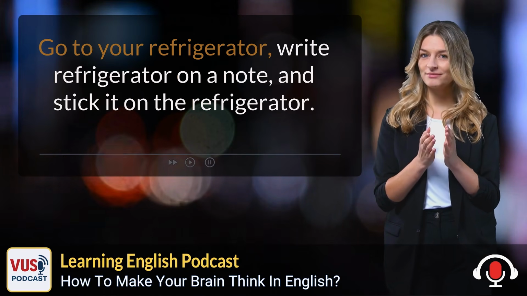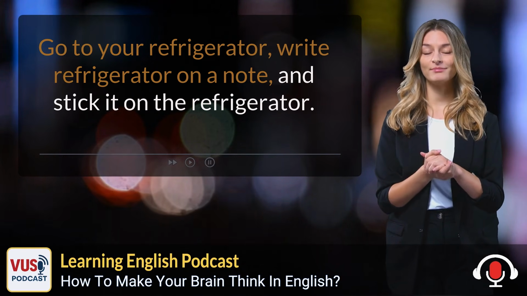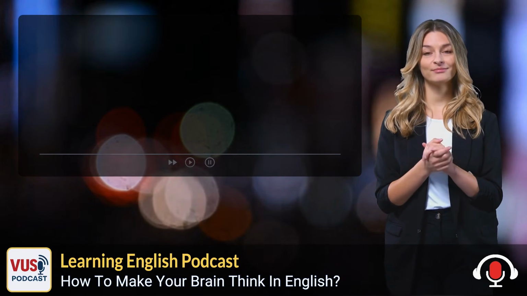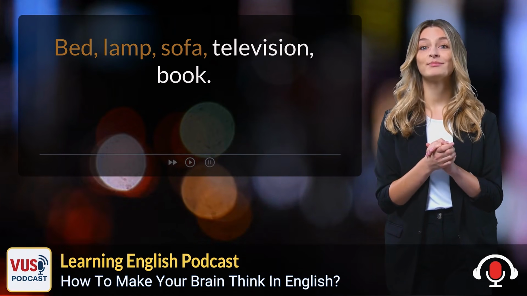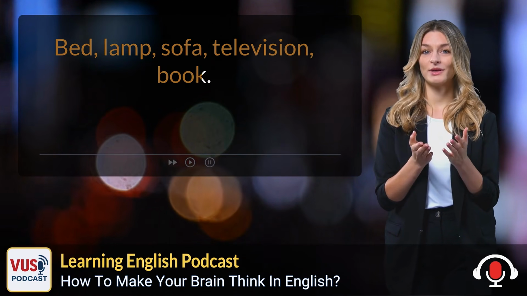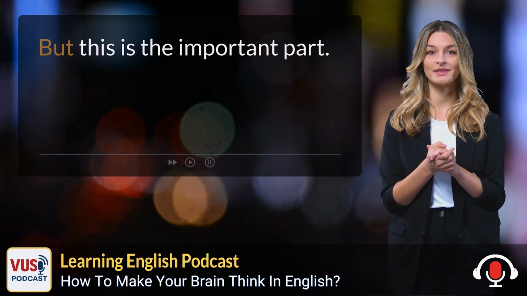Go to your refrigerator. Write refrigerator on a note and stick it on the refrigerator. Do this for many things in your house. Bed, lamp, sofa, television, book. But this is the important part.